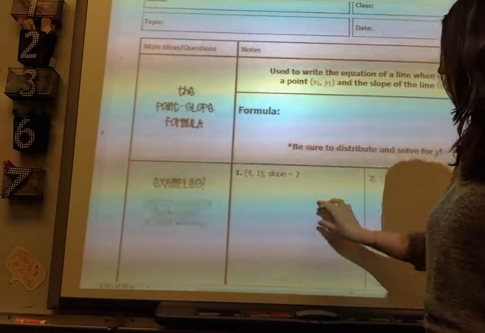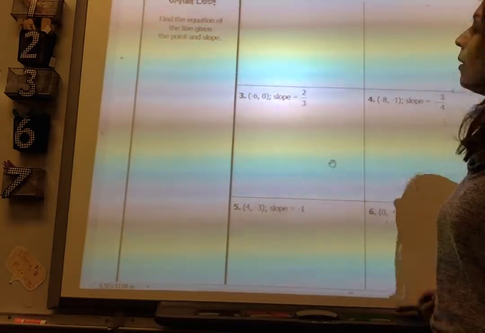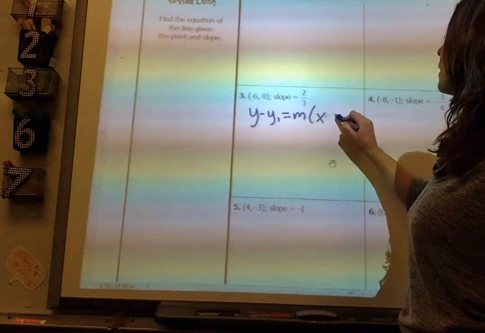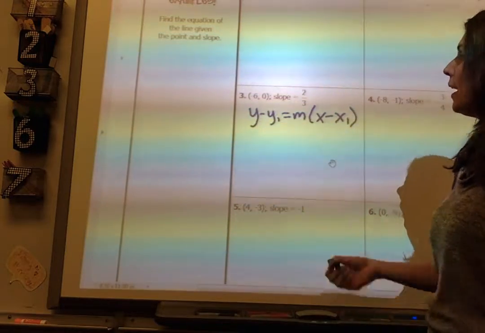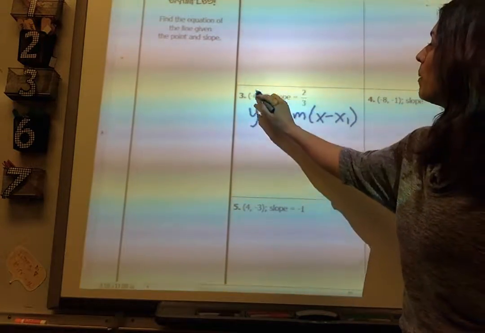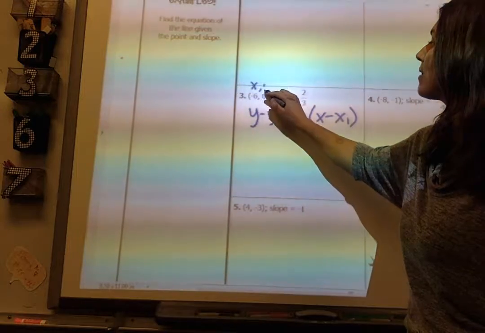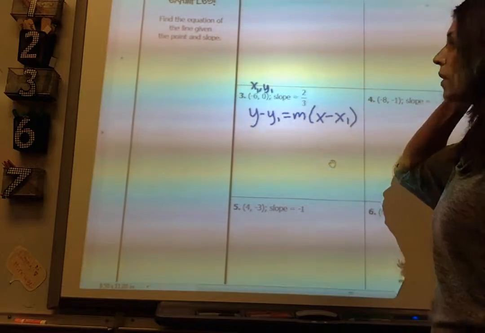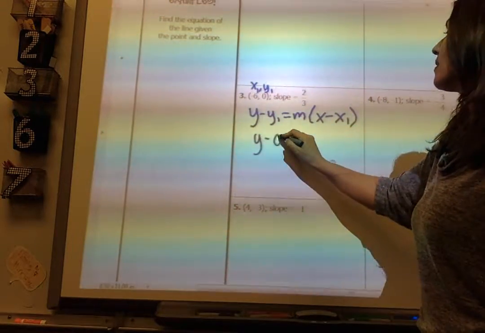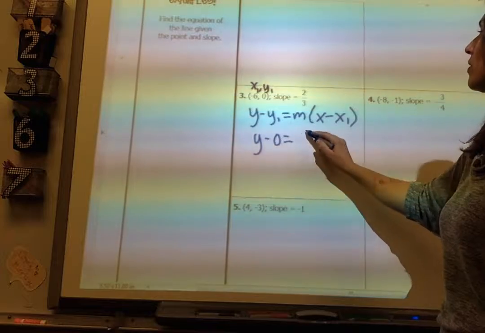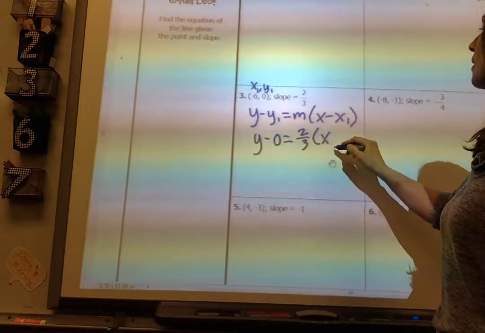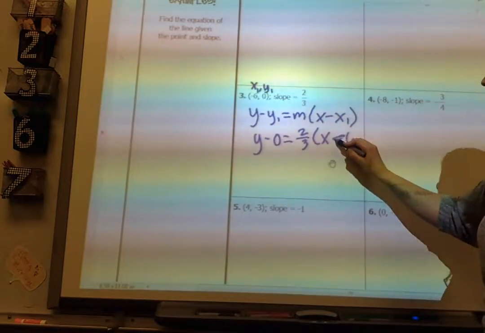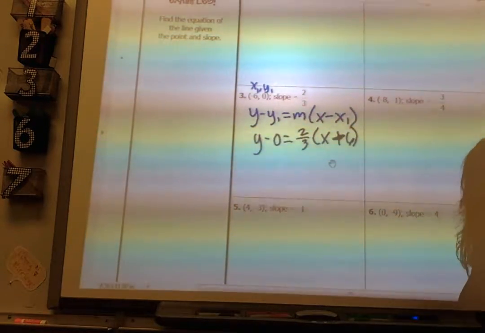Okay. Good, it worked. So let's try number 3 together. Well, first I'm going to write my formula, y minus y1 equals m times x minus x1. And now I'm just simply going to plug in some values. Remember that this -6 represents x and y because it's the first point, x value, y value. So I have y minus 0 equals 2/3 x minus negative 6. What happens when you have x minus negative 6? It becomes a positive. So I'm going to change that sign.